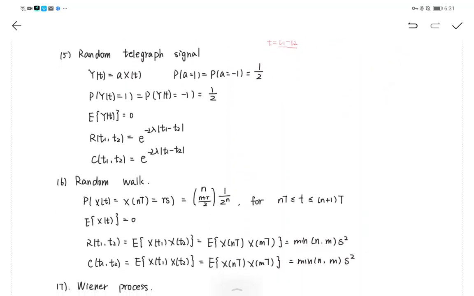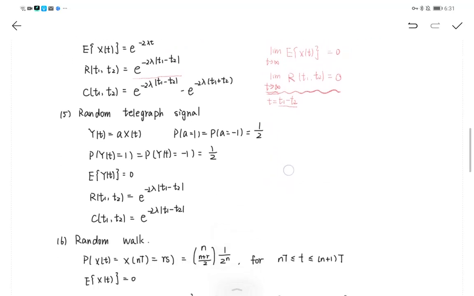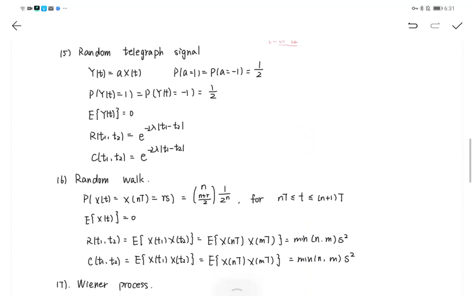And then the number 5 process is the random telegraph signal. This definition is based on the semi-random telegraph signal. The definition is Y(t) equals A X(t), and X(t) is the semi-random telegraph signal. And for the parameter A, the probability of A equals 1 equals the probability of A equals minus 1 equals a half.